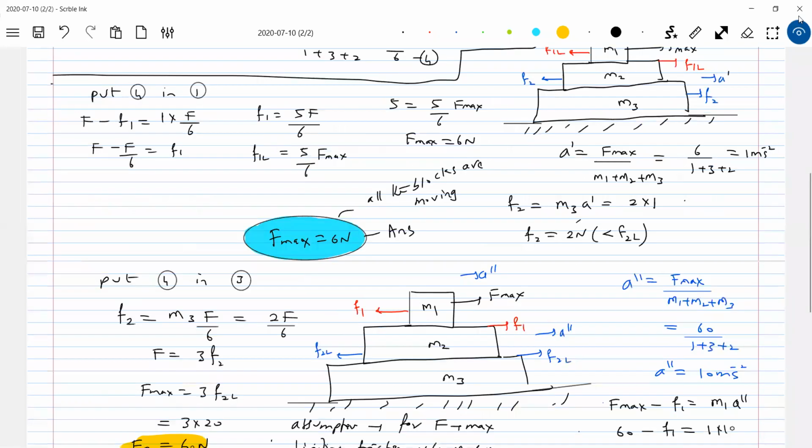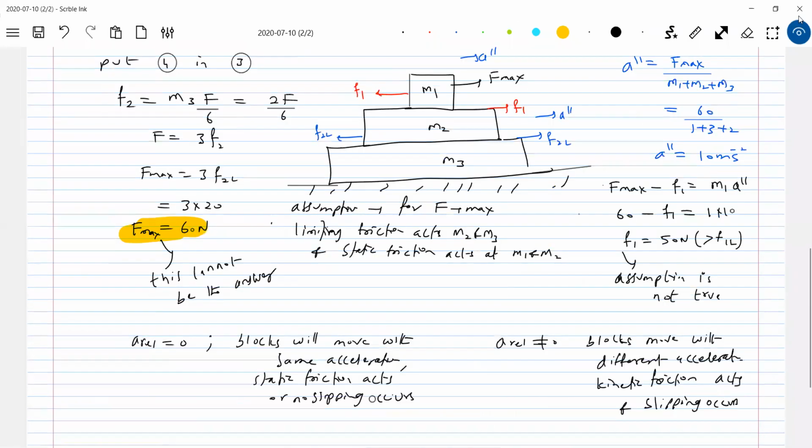You can see now, we assumed static friction acts between M1 and M2. Then if you calculate F1, it should be less than F1L. But how much did we get? Something like 50 Newton. So it is greater than limiting friction. Therefore, the assumption went wrong, so this cannot be the answer.